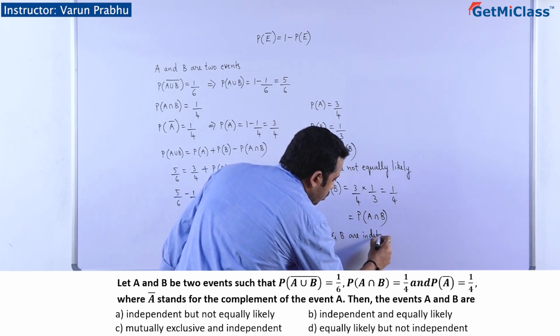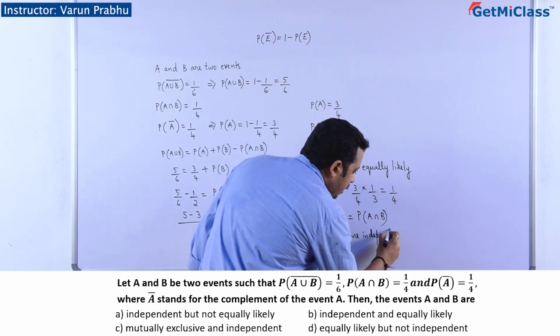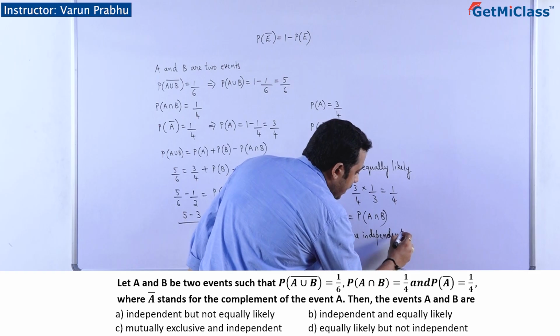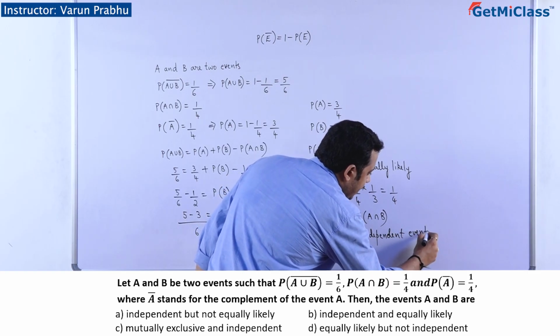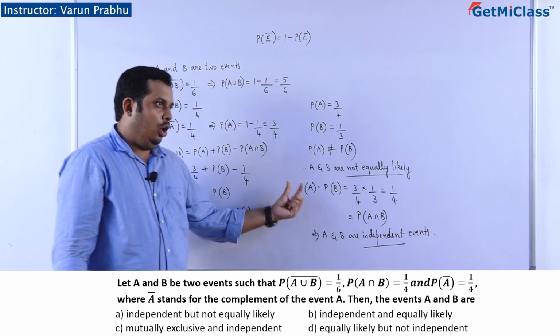These are the two things which are asked in the option there, independent and equally likely, which means the events are independent. A and B are independent events. They are independent events, but they are not equally likely. This should be the option that you mark.